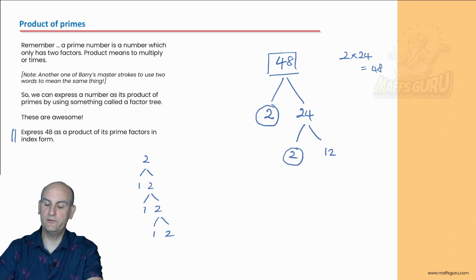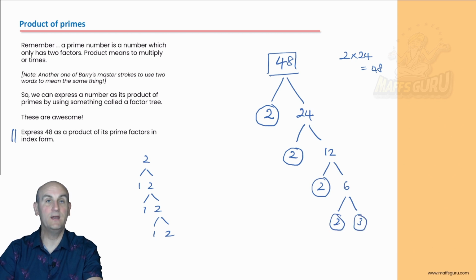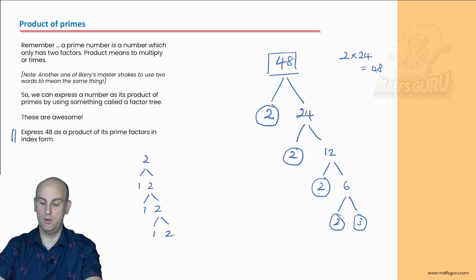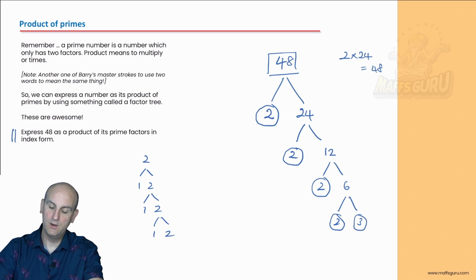That's prime, put a circle around it. 12 could be split up into 2 and 6. See, it's so easy just halving the numbers. And 6 becomes 2 and 3, and they are both prime, and I can't go any further because they've all got circles. Right, have I finished? No, because now I have to write it as a product of its primes, which means I could write it as 2 times 2 times 2 times 2 times 3.